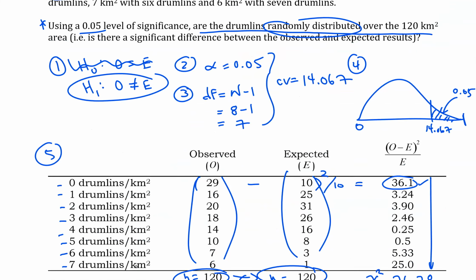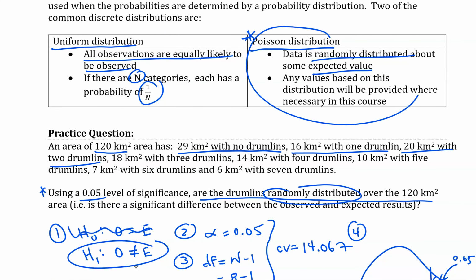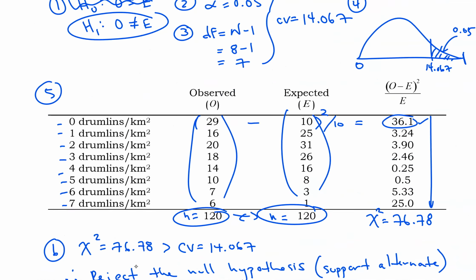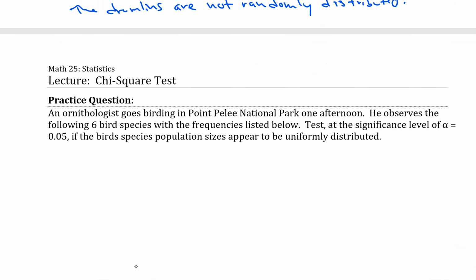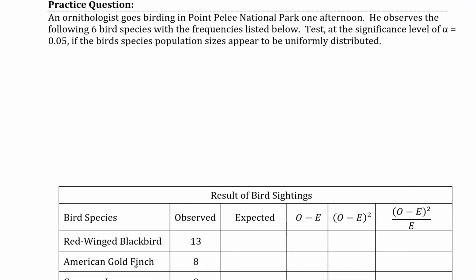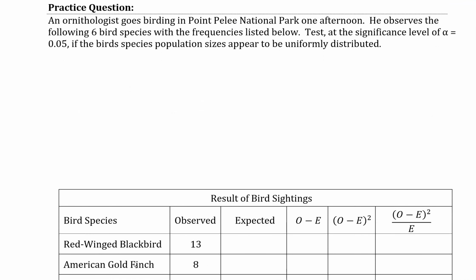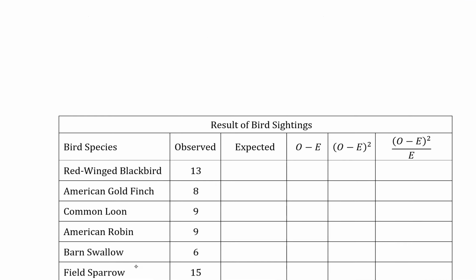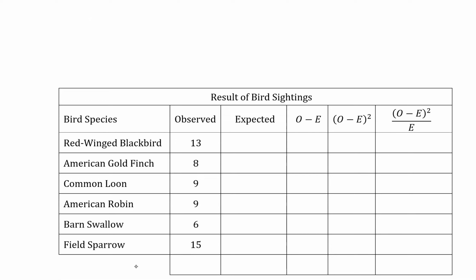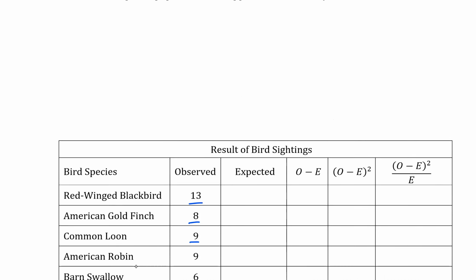Okay, so that's an example of when we use the random distribution using the Poisson generator. Let's look at one where we're talking about equally likely to happen with the uniform distribution. So here's our practice question. We go birding and we look at different bird species with the frequencies listed below. When we were out there, we saw 13 red-winged blackbird, 8 American goldfinch, 9 common loon, etc., etc.